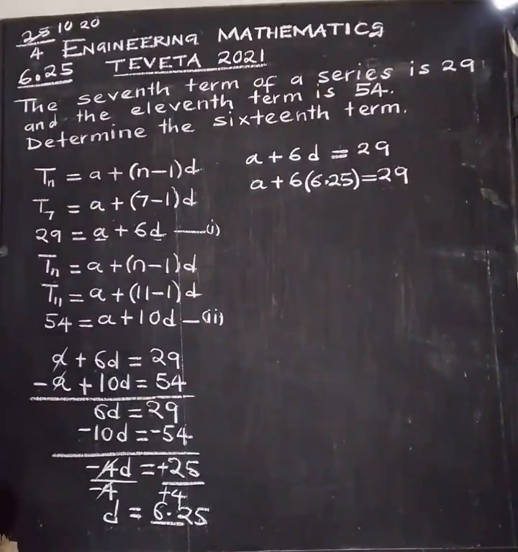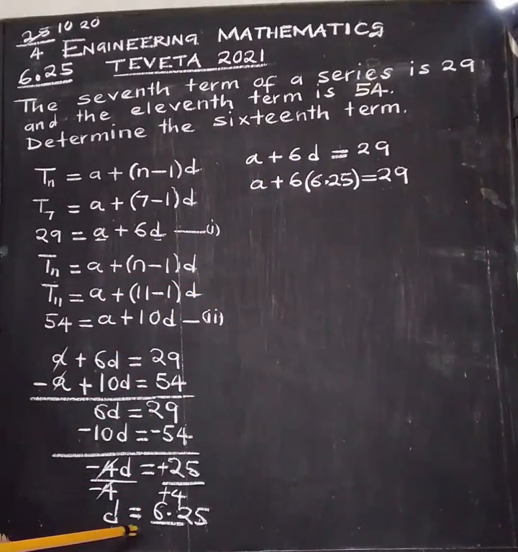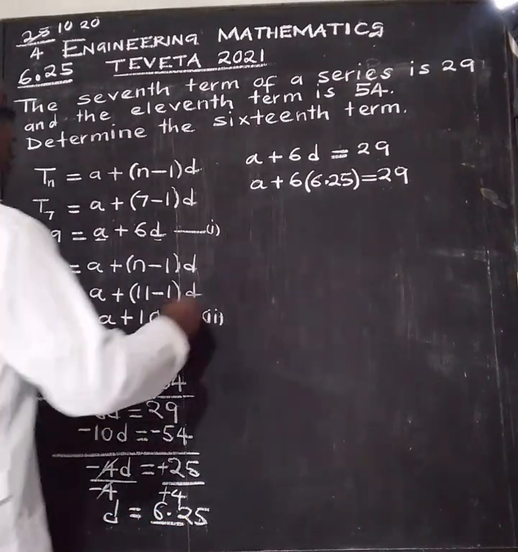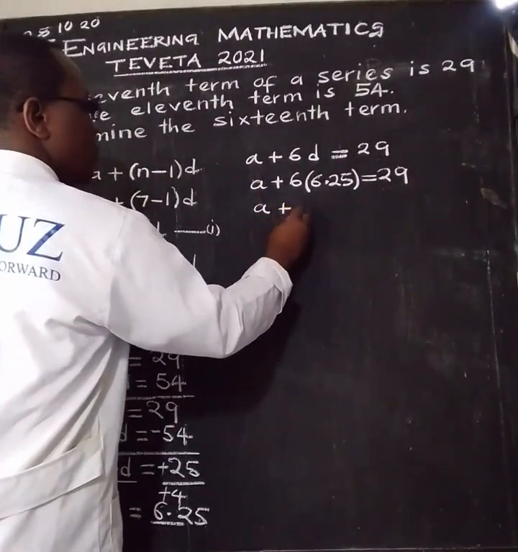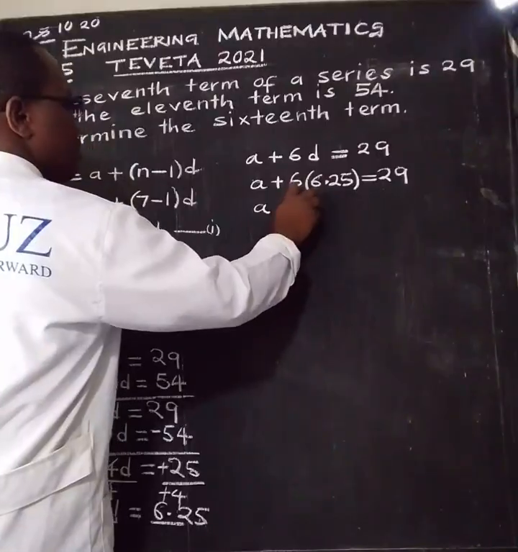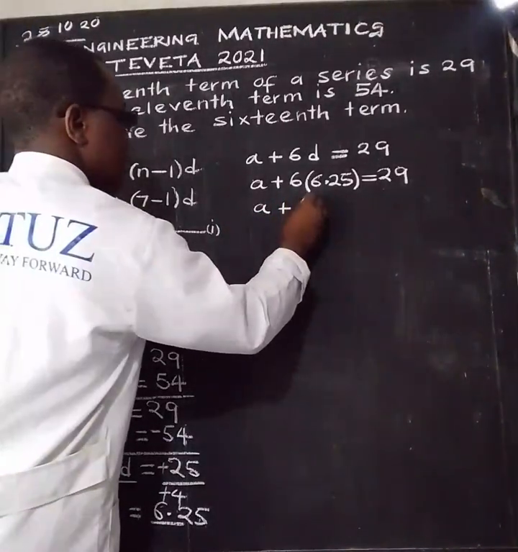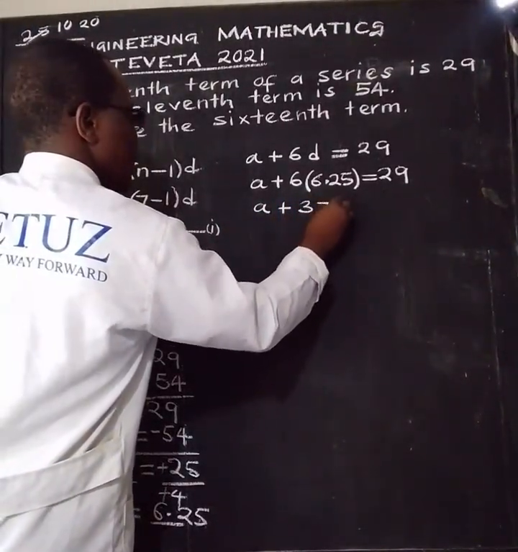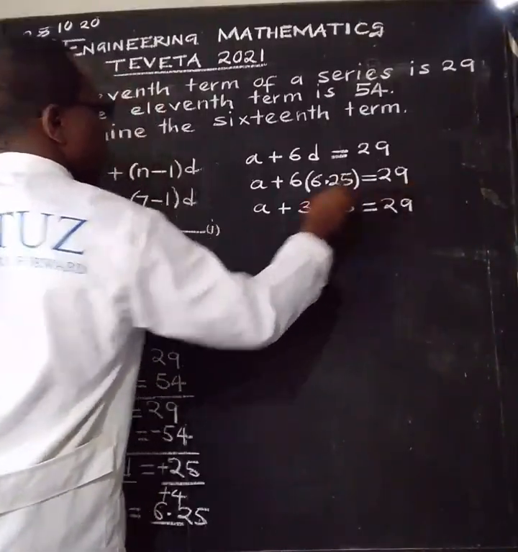I hope this is clear. Where there is d, I've decided to put 6.25 because our d is 6.25. Now let's move on and say a plus, when you multiply this, we're going to get 7.5. So a plus 7.5 is equal to 29.